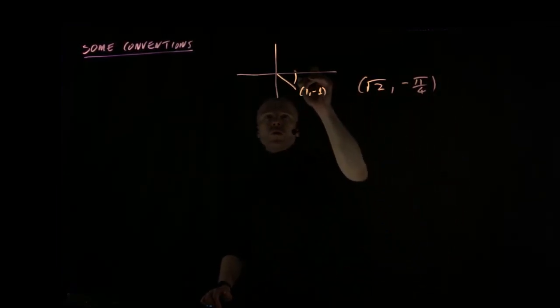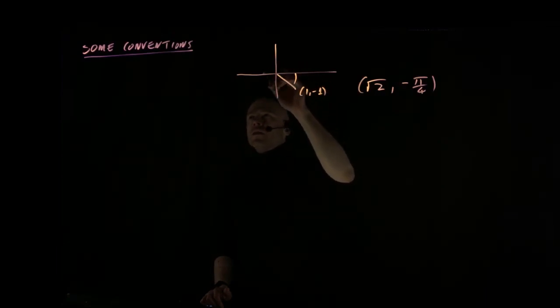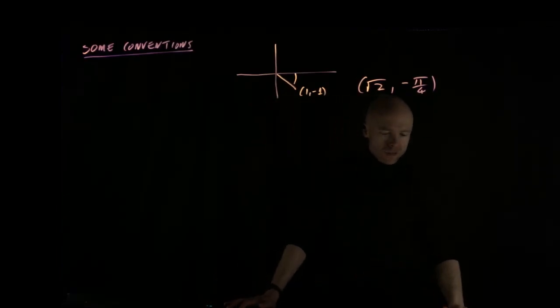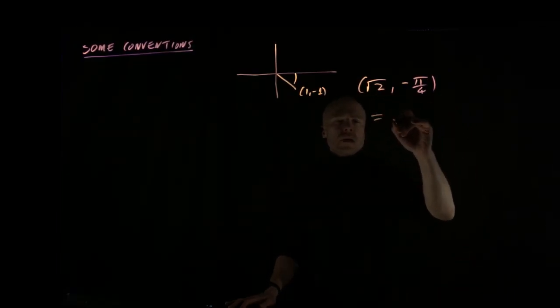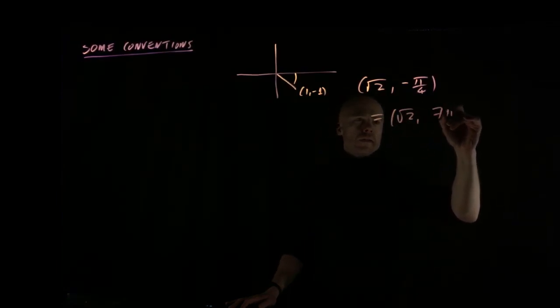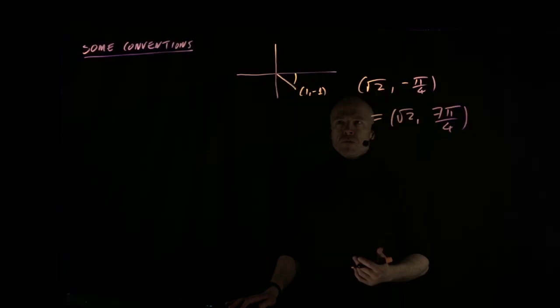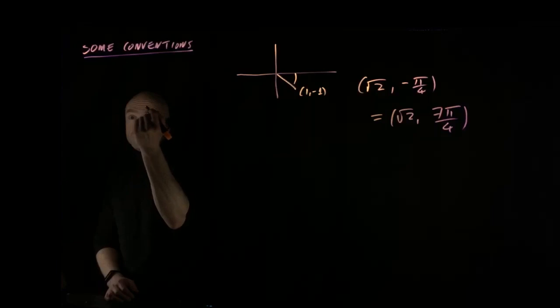Or we could go around this way, right? And if we go around this way, then we have 2 pi minus pi over 4. So what's that? That is 7 pi over 4, I guess. So that's also the same as root 2, 7 pi over 4. These represent the same point, right? So let's write that down.